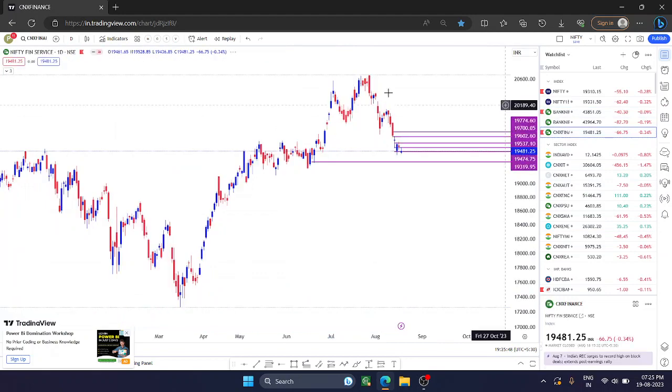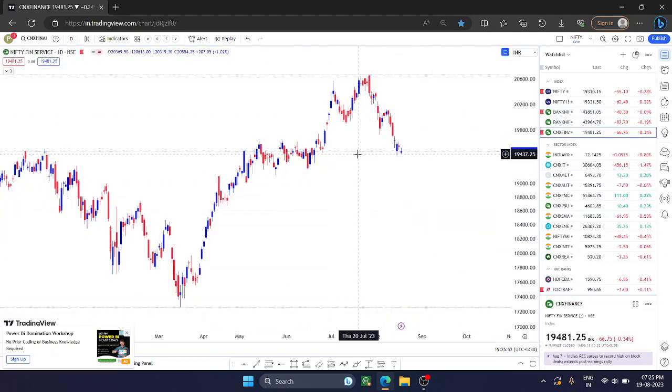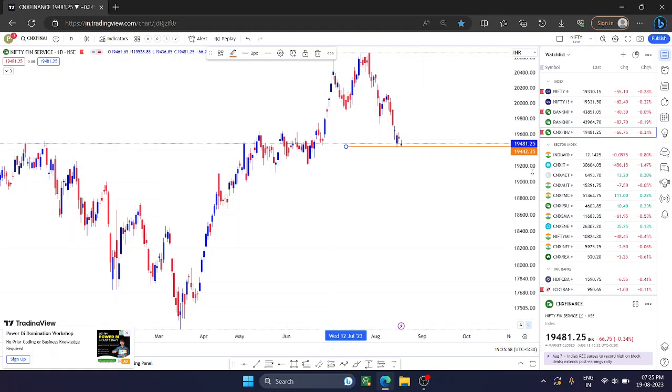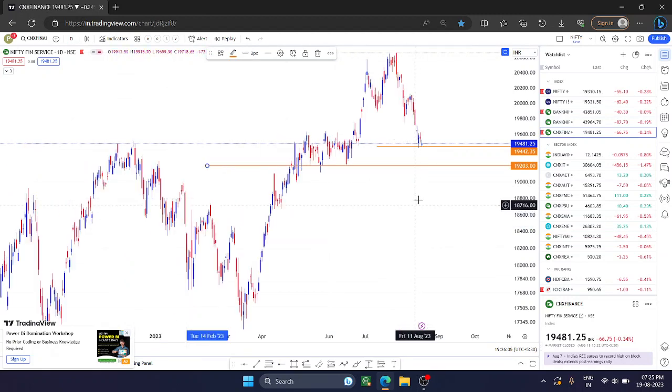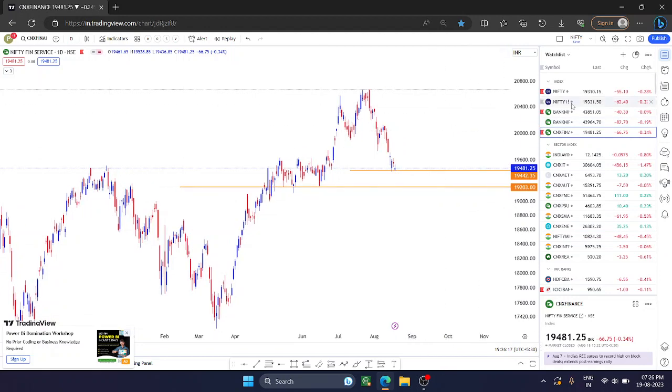Similarly, if I move towards Nifty Finance, let me remove all the previous drawings. For 19,437, 442 is the support area. If it gives a breakdown of that range, then the next target will be 19,200 for sure. If I compare Nifty Bank, Nifty and Nifty Finance, Nifty Finance is comparatively weaker than the other two.